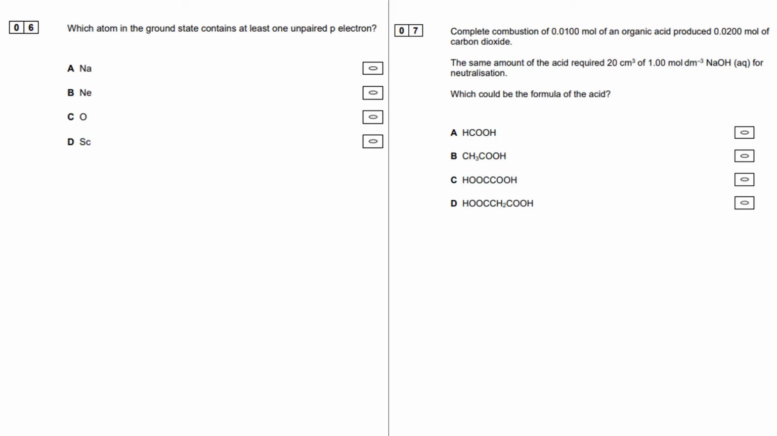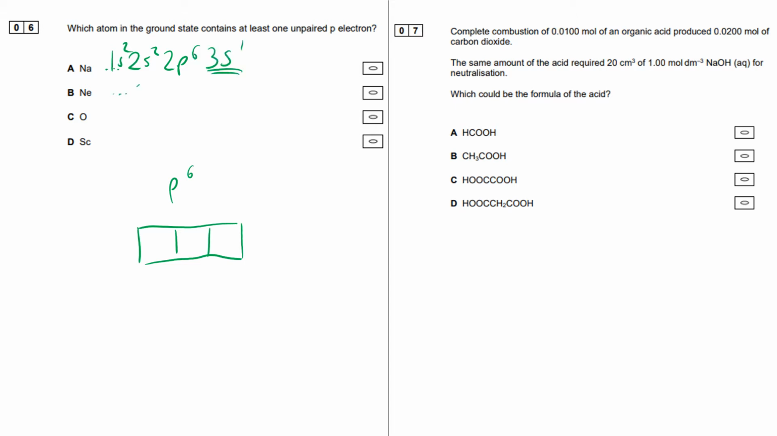Starting off with question 6, which atom in the ground state contains at least one unpaired p electron? So remember the p sublevel contains 3 p orbitals. P can hold up to 6 electrons. So sodium is in the s block, it's in the third period. So 1s2, 2s2, 2p6, 3s1.